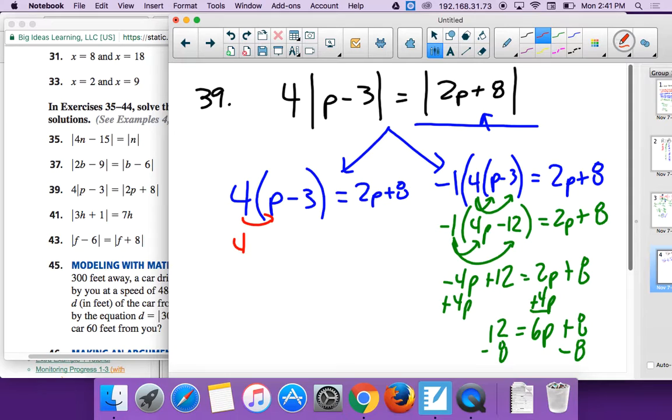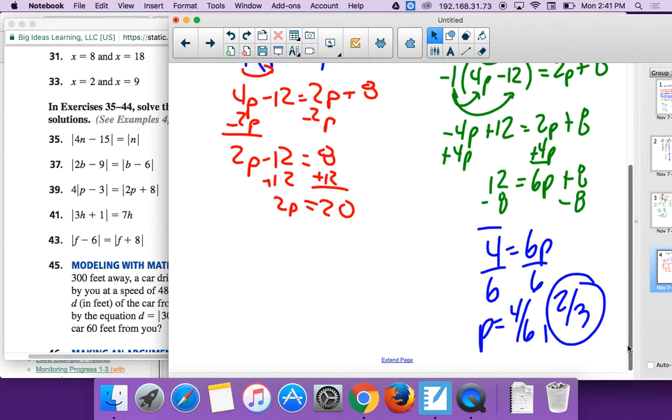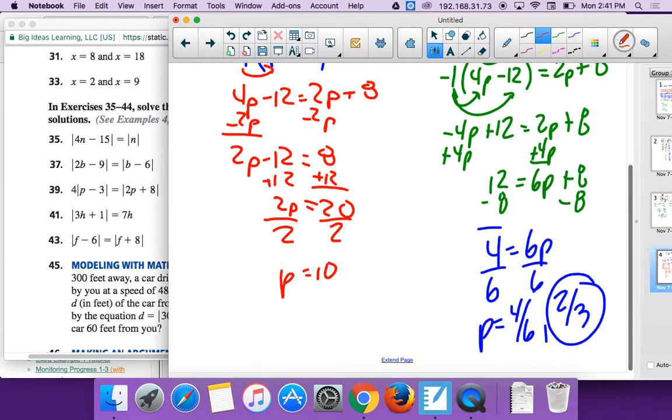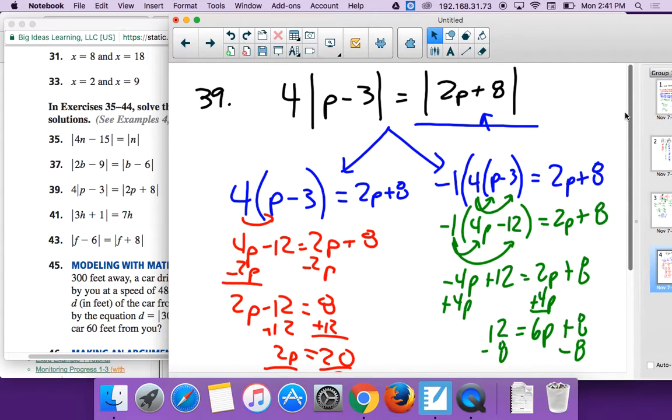Distributive property. 4p minus 12 equals 2p plus 8. Subtract 2p from both sides. That gives me 2p minus 12 is equal to 8. Add 12. Gives me 20 equals 2p. And then divide by 2, p is equal to 10. So our two answers are 10 and 2/3. Again, with absolute values, you might want to go back and check and make sure it works.